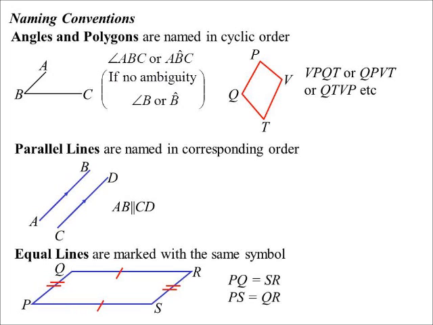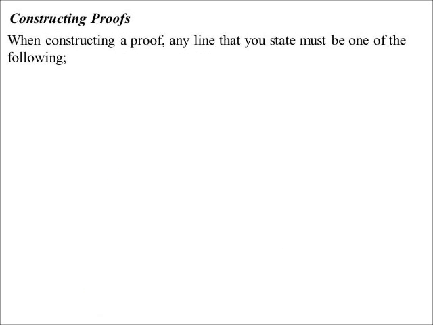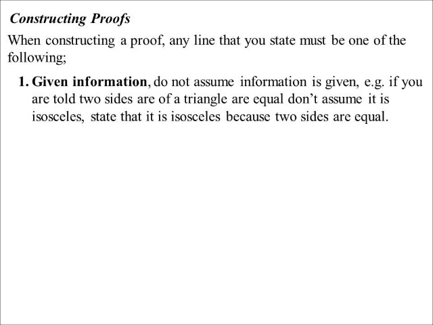Now, when we're constructing a proof, anything you put down, any line you write down, has to be one of these things. Some piece of given information in the problem. So if they've given you information in the problem, we can assume it's a fact, and so I can write it down. But I don't assume information is given.